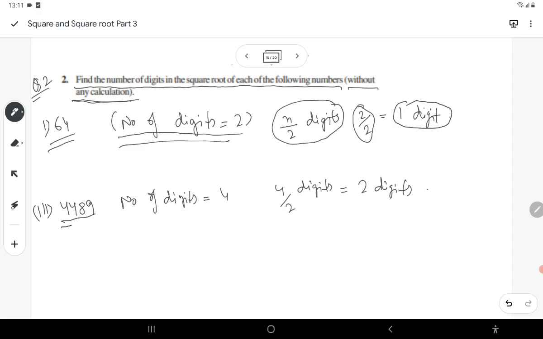Next part says 4489. So the number of digits is 4, that is even. So there would be n by 2, that is 4 by 2 digits in the square root of the number. So there would be 2 digits in the square root of 4489.